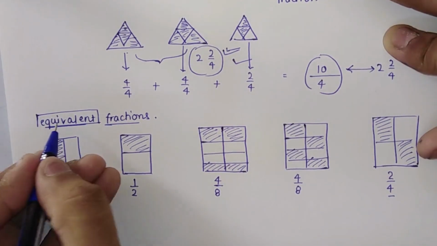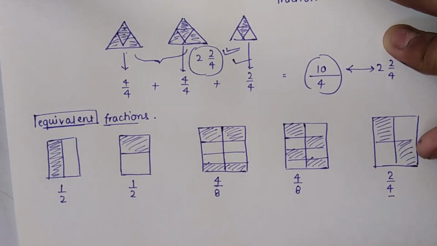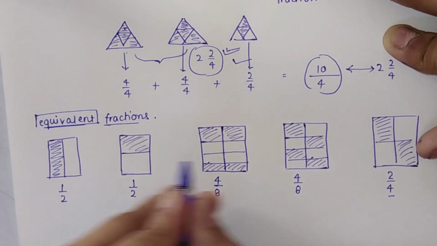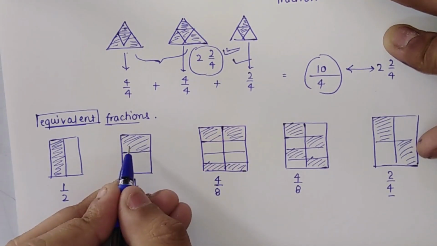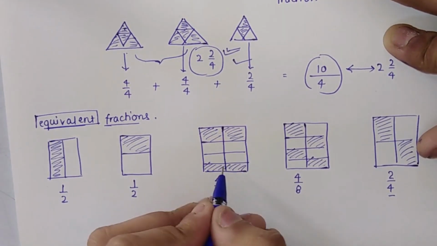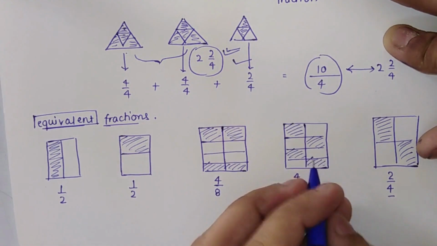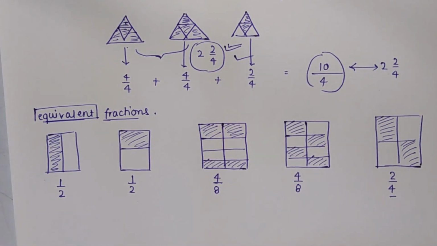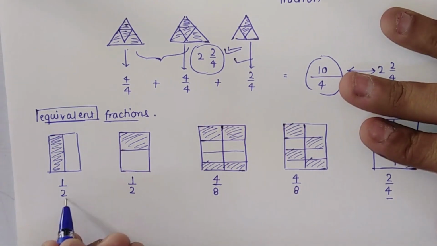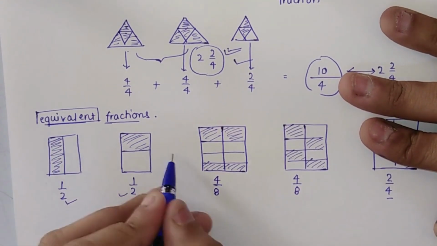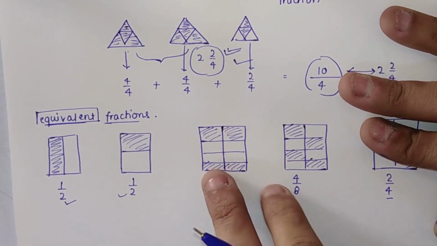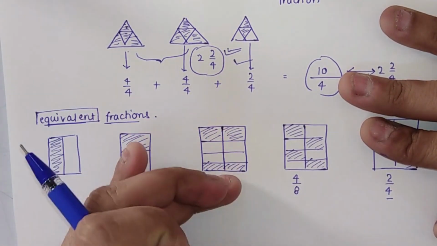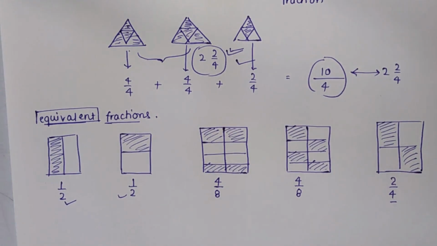What we mean by equivalent fraction is this: even though we have shaded the parts differently, if we combine the shaded parts in all the cases, we can see that it is still half of the rectangle. Half of the rectangle is shaded, half is not shaded. Here we can clearly see the shaded part is half and half. Here if I bring these two shaded parts up and these two unshaded parts down, then half of the rectangle is shaded.